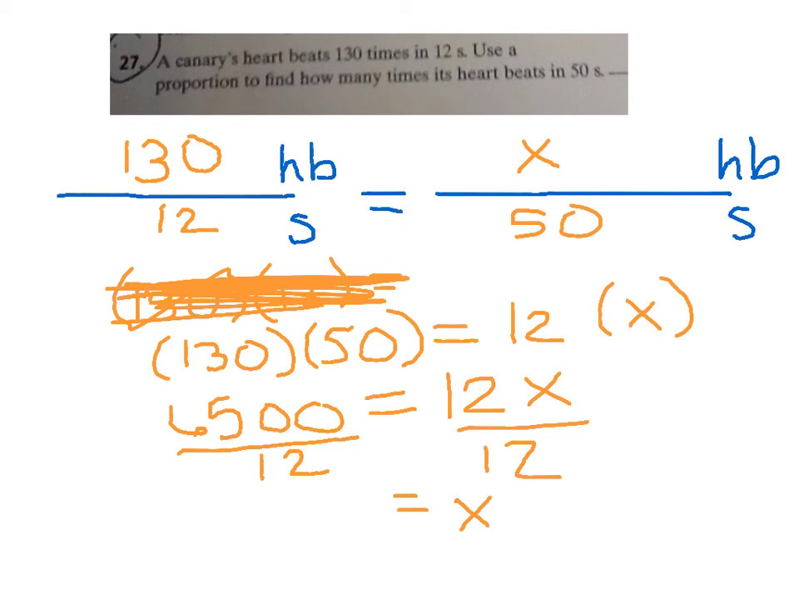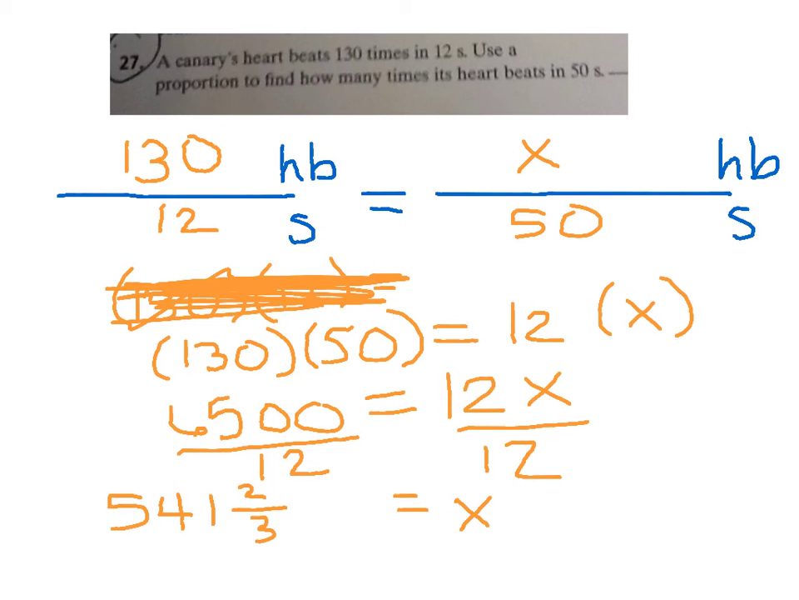And then I'm going to take that 6,500 and divide it by 12. That's going to give me an answer of 541 and 2/3. So it beats 541 and 2/3 times in 50 seconds. Okay, so let's go back and look at it.